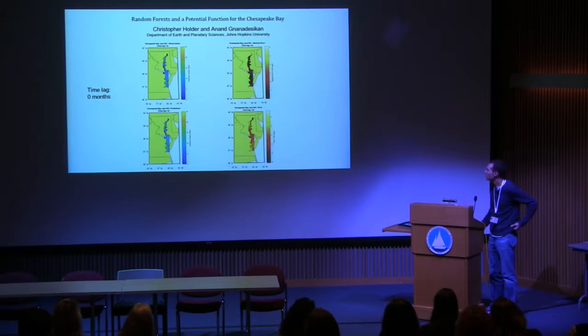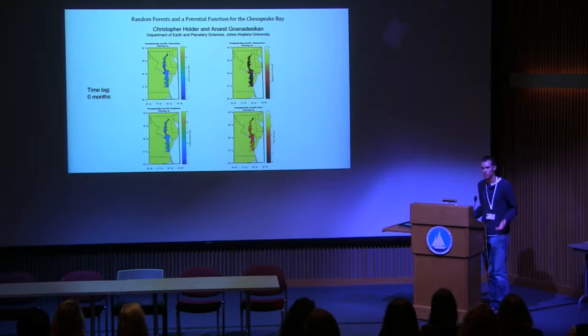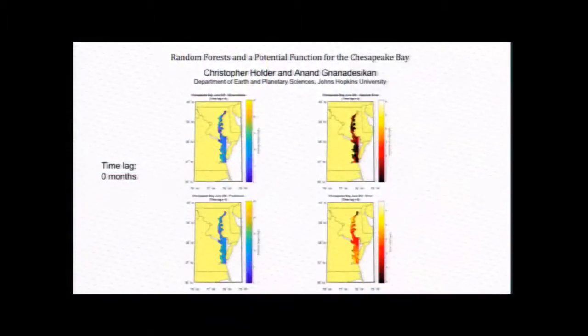My name is Chris Holder. I work with Anand Ganana Deskin at Johns Hopkins University. We're really interested in using machine learning processes to find patterns in data sets. And since Chesapeake Bay is obviously so close to Baltimore, we were like, hey, let's try it out on this.